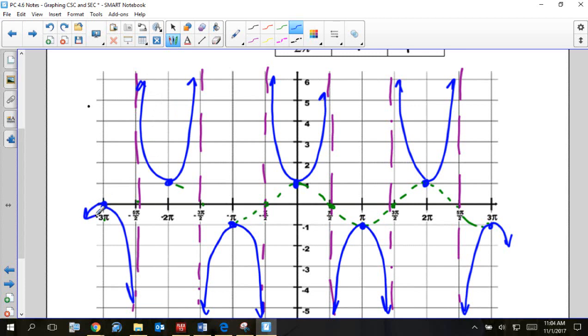Anytime cosine is a maximum, then secant is a minimum, or vice versa.